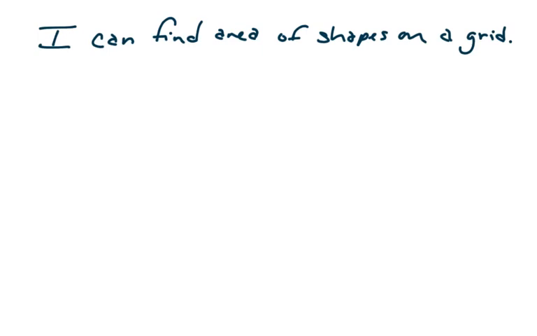Now I will tell you that when this video is over, you're going to put your name on the piece of paper you took notes on and turn it in the turn-in tray, and it's going to be worth 5 points. I'm going to check when I come back on Wednesday. So today I can find area of shapes on a grid.